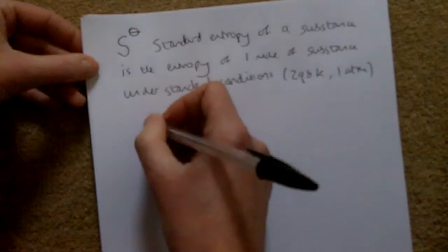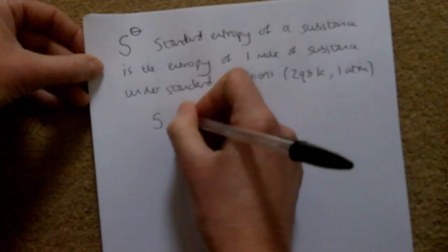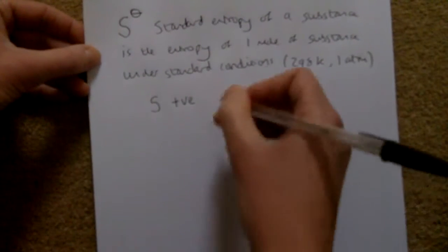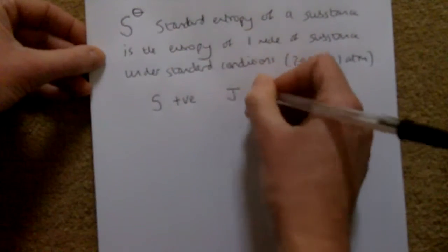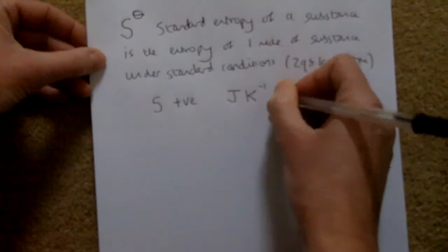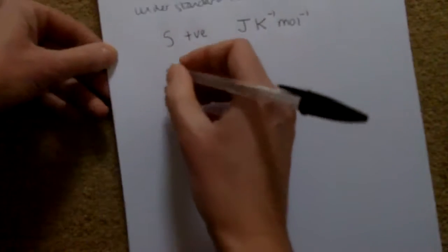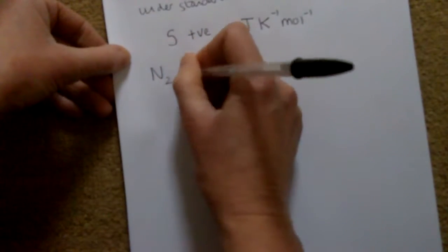Right, entropy is always a positive number. And the units of entropy are joules per Kelvin per mole. Okay, so if you take that same example, they're all in the gaseous state.